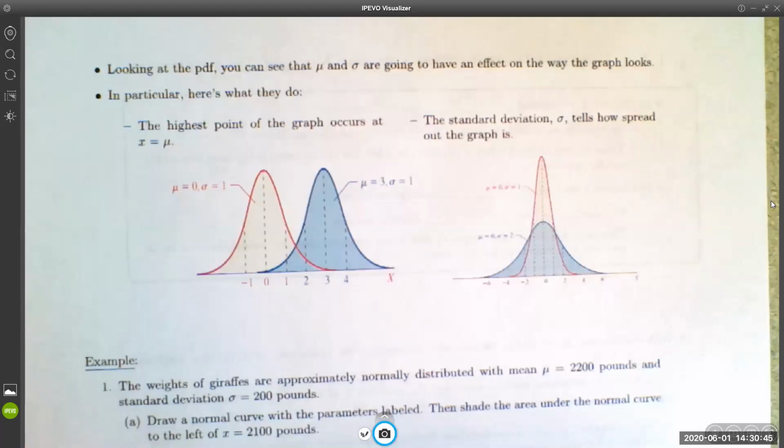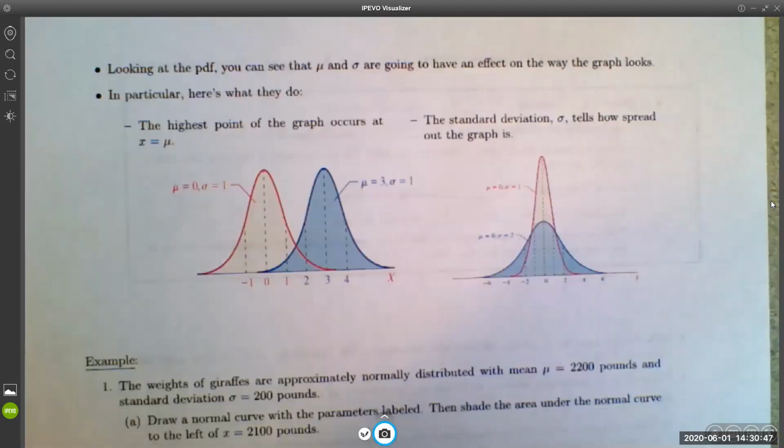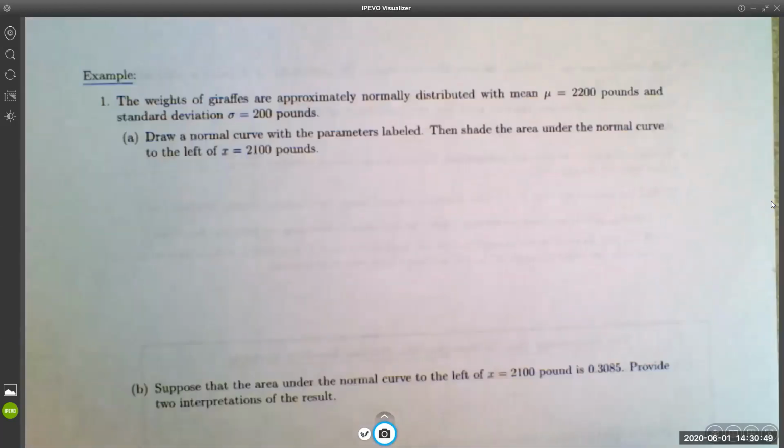So you can see it spreading out the data. Okay, so let's just practice drawing some stuff. So this first one says the weights of giraffes are approximately normally distributed with mean 2,200 pounds and standard deviation 200 pounds. Part A asks us to draw a normal curve with the parameters labeled, then shade the area under the normal curve to the left of 2,100 pounds.